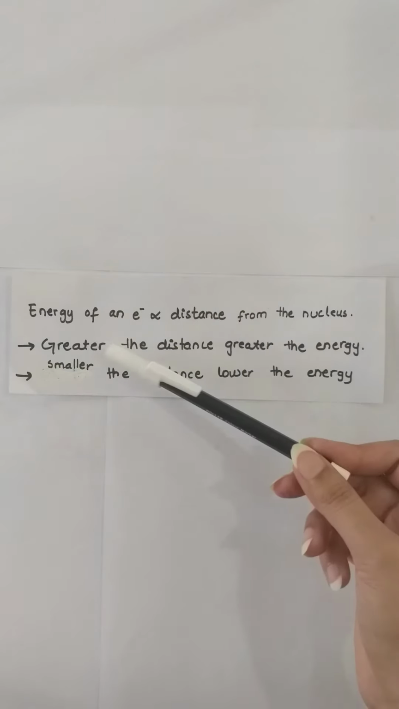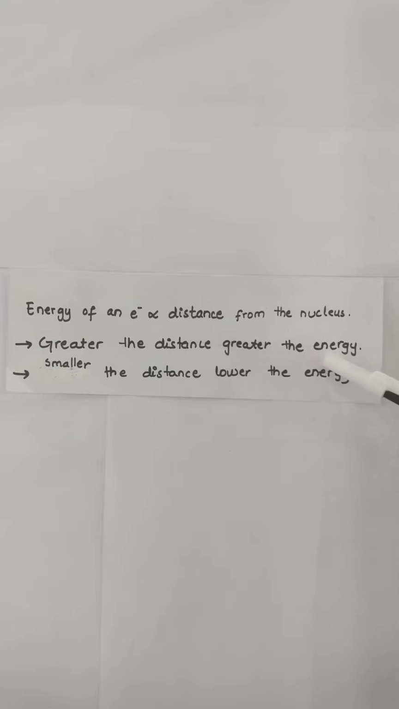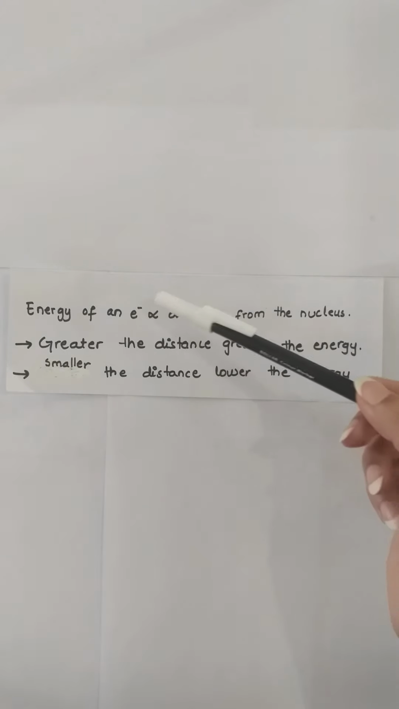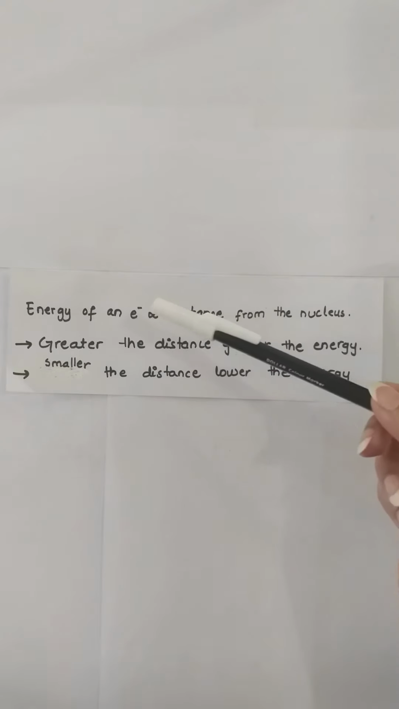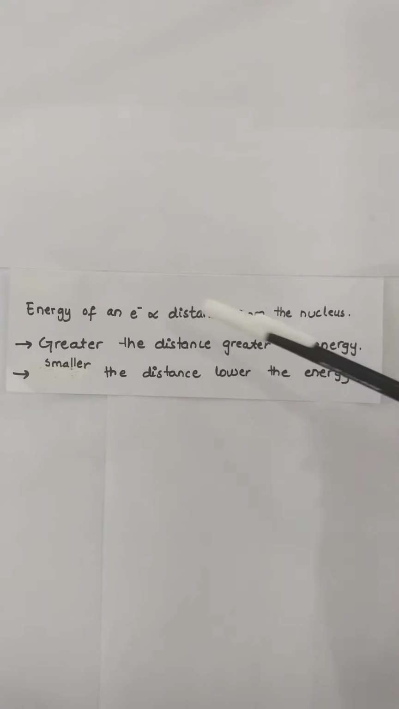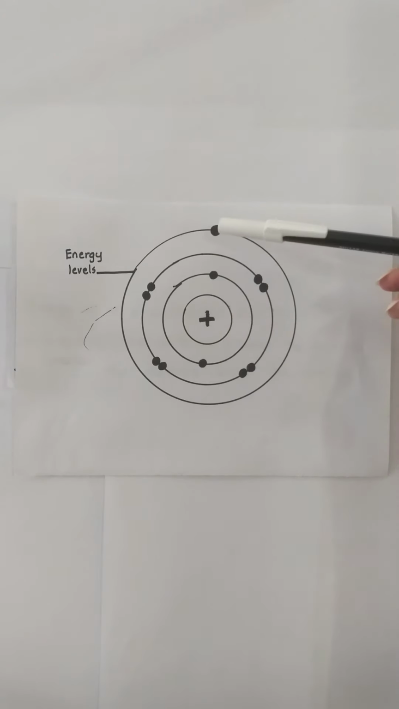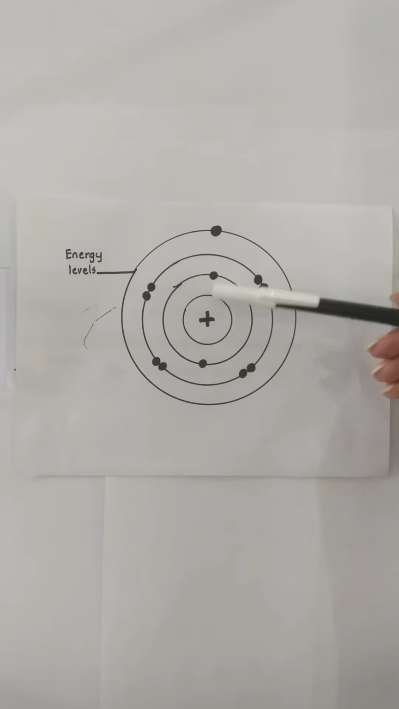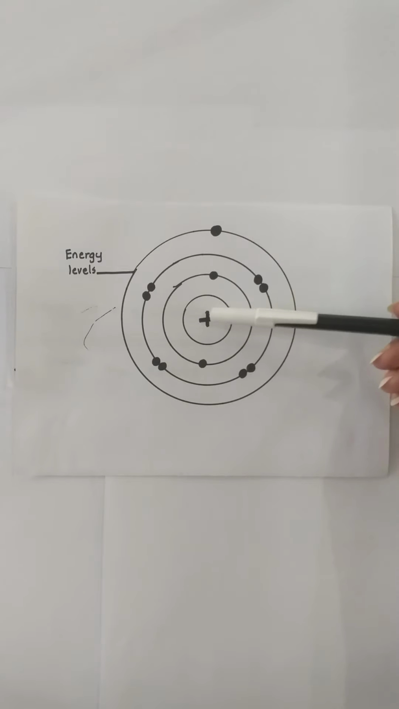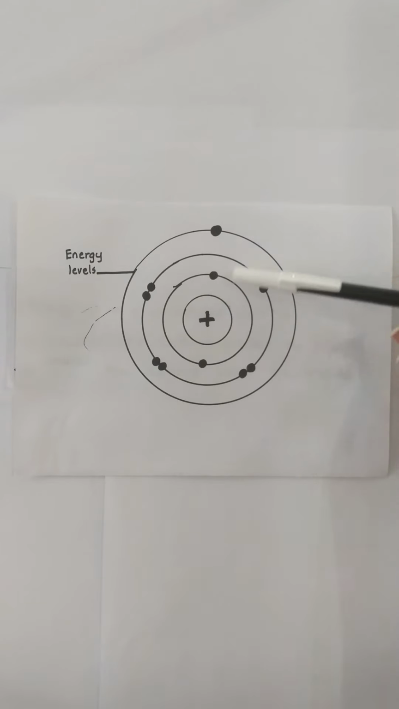As you can see here, greater the distance, greater will be the energy, or smaller the distance, lower will be the energy. So this direct proportionality shows that if this is greater, this will be greater. If this is lower, this will be lower as well. So as you can see, greater the distance from the nucleus, greater will be the energy. So इस electron की energy ज़्यादा होगी. Lower the distance, if you can see here, so that is why this electron will be having lower energy.